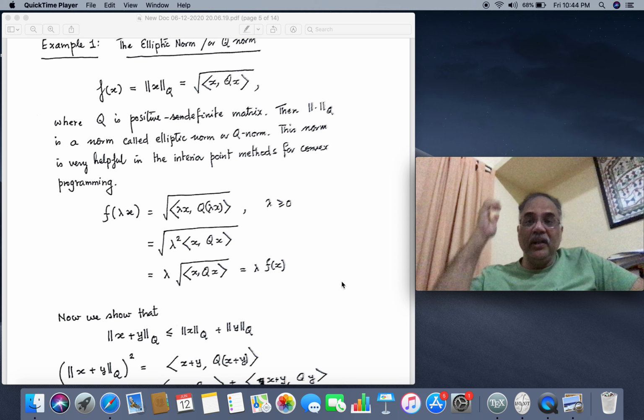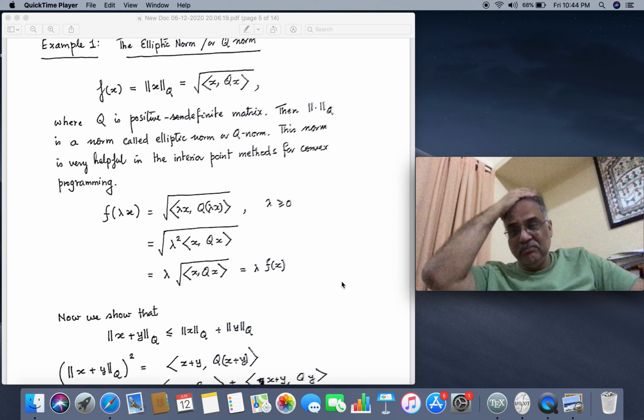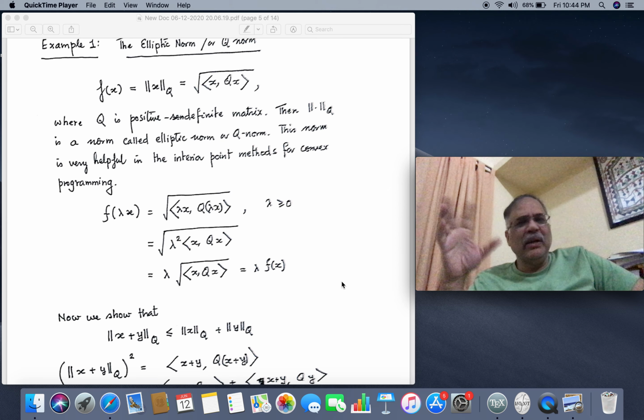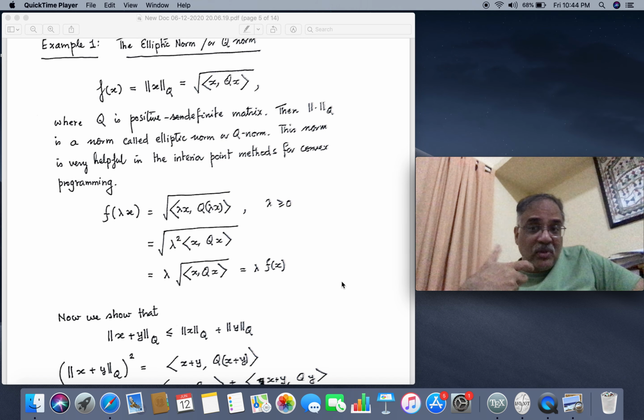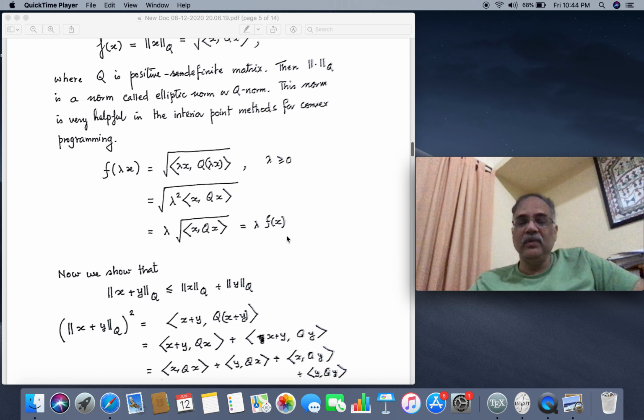There's a book by James Renegar, published by SIAM, a mathematical view of interior point methods for convex programming, where this kind of norm has been very strongly used. You can easily prove positive homogeneity, because when you put lambda x, lambda squared comes out, and obviously lambda comes out of the root, and you have lambda times f of x.